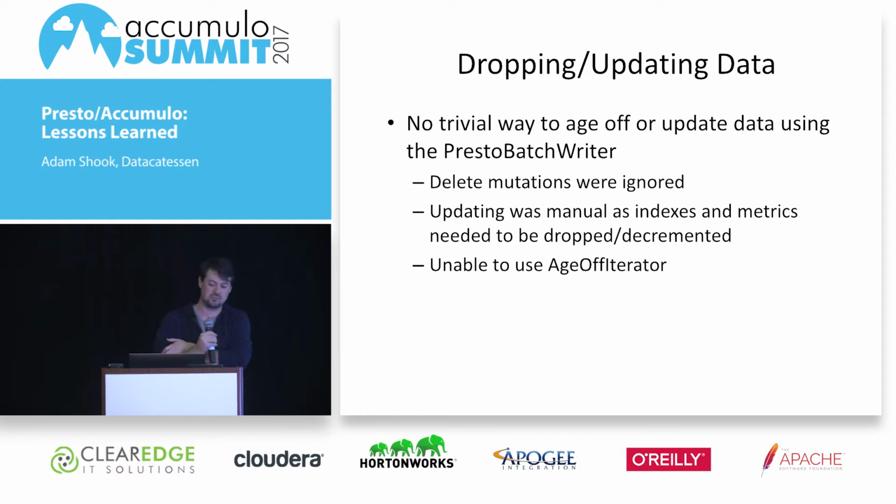Additionally, delete mutations were completely ignored by the Presto batch writer. And in order to update any data or delete data, you had to go and use Accumulo APIs to work with the tables to manually edit indexes and increment or decrement metrics.